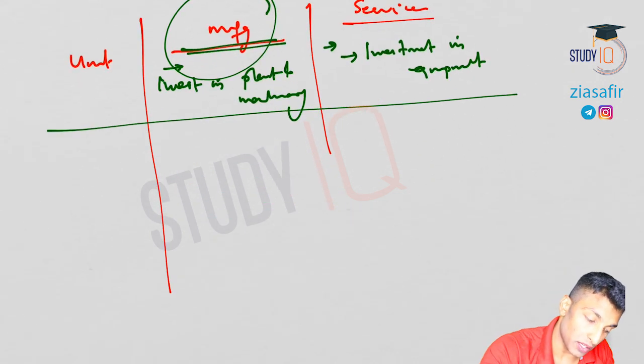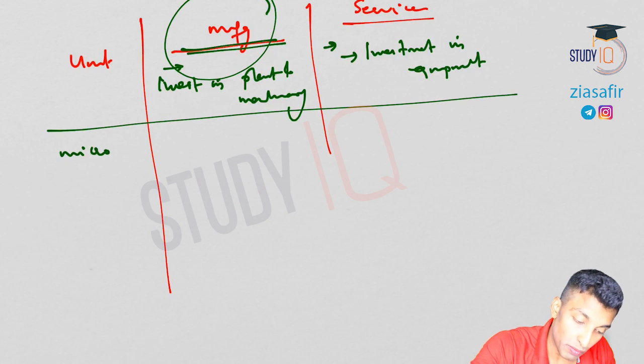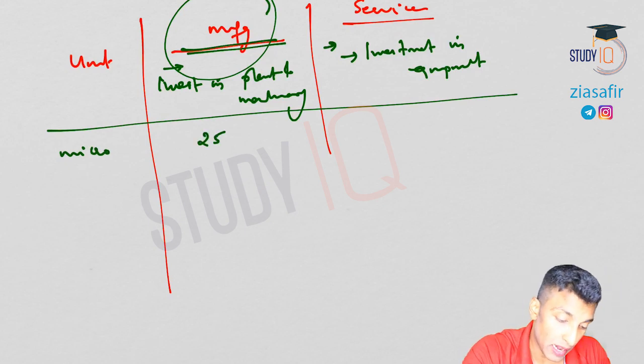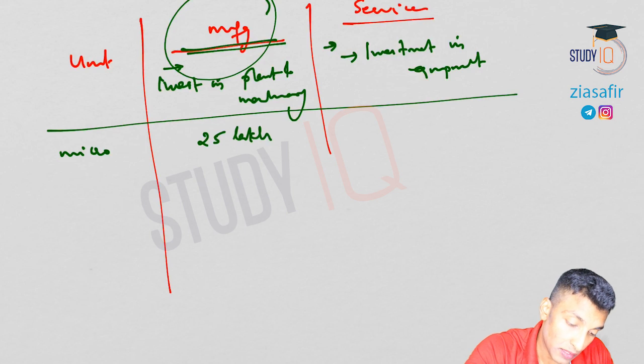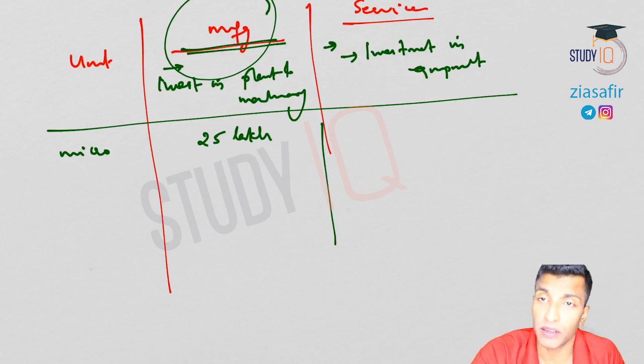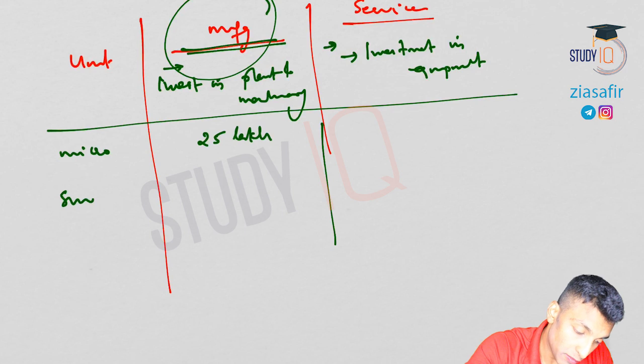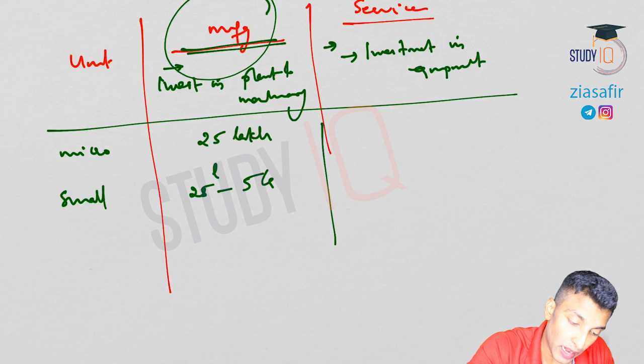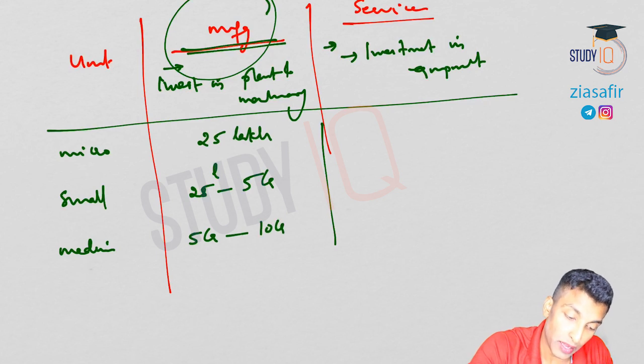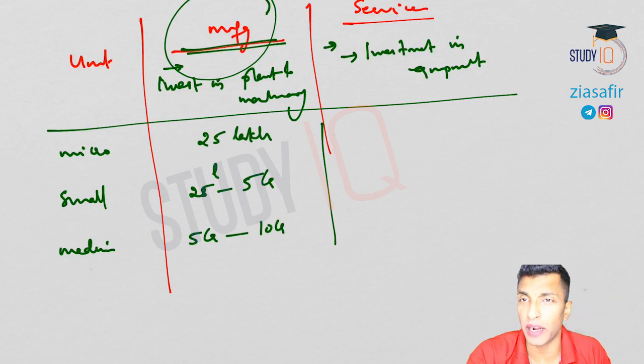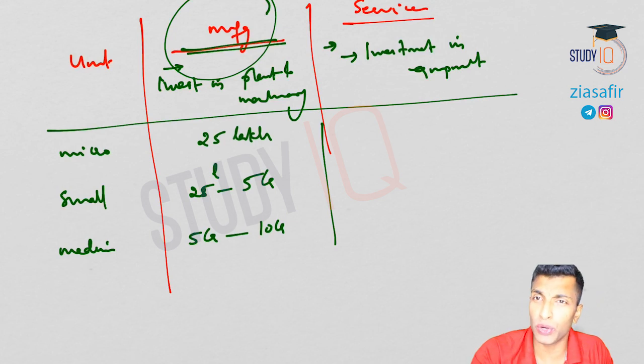Now when you talk about micro, here it is up to 25 lakhs in case of manufacturing. So up to 25 lakhs investment will come under micro. Then small, 25 lakh to 5 crore, and medium, 5 crore to 10 crore. Beyond 10 crore it won't come under MSME. So if it is 20 crore, it won't come under MSME. But there is a change recently. I'll talk about that change also.